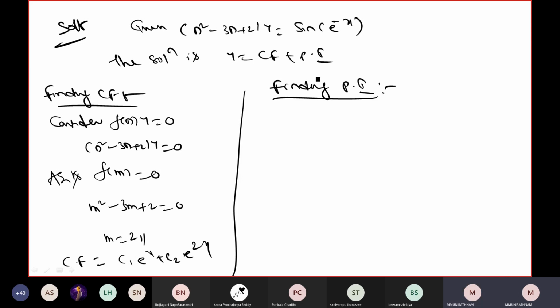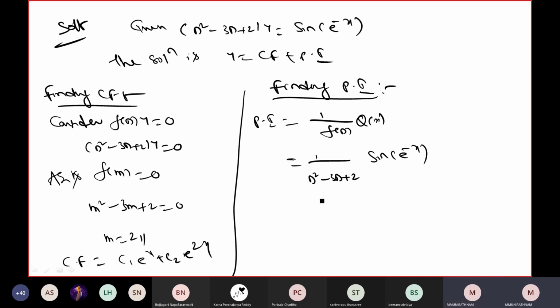Finding PI. The PI we know is 1/f(D) Q(x). Our Q(x) is sin(e^(−x)). Definitely we'll go by the general procedure, because this is not among our 5 methods. And this will be written as 1/((D − 1)(D − 2)). We have already written the same way here.